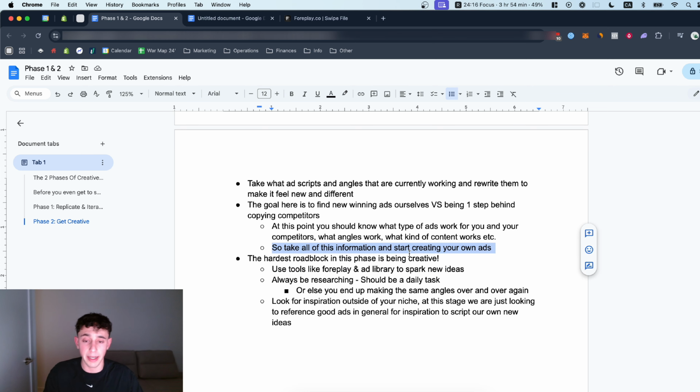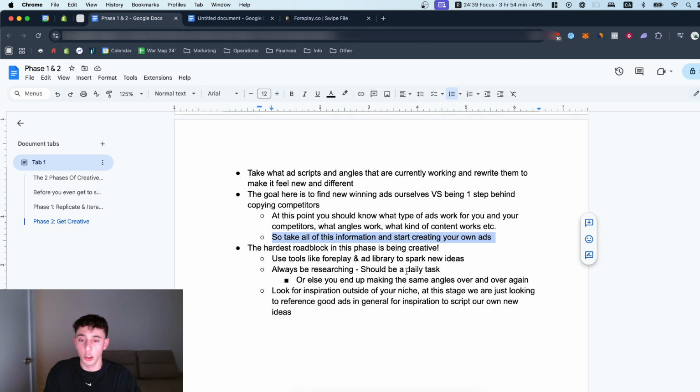So the hardest roadblock in this phase is, once again, being creative. So use tools like Foreplay and Ad Library to spark new ideas. Always be researching. This should be a daily task, or else you end up making the same angles over and over again. I did say you want to double down on that and rewrite to make it feel new and different. That's great. But when that stops working, now we have to go test different ones, and we always go back to our research to figure out what those should be. Last but not least, like I mentioned, look for inspiration outside of your niche. At this stage, we're just looking to reference good ads in general for inspiration to script our own new ideas.